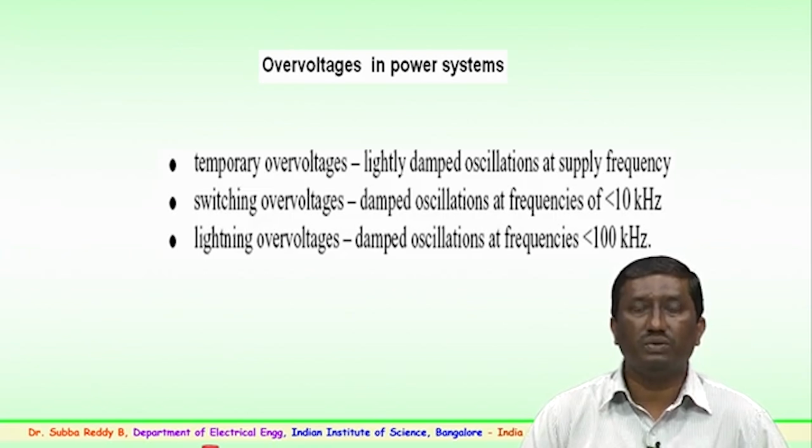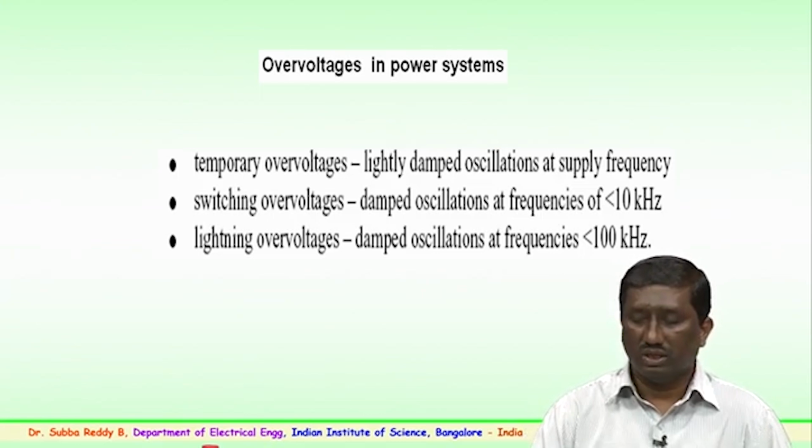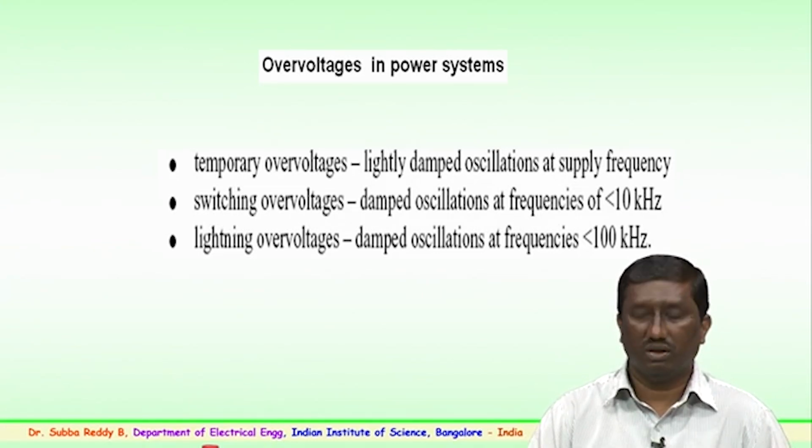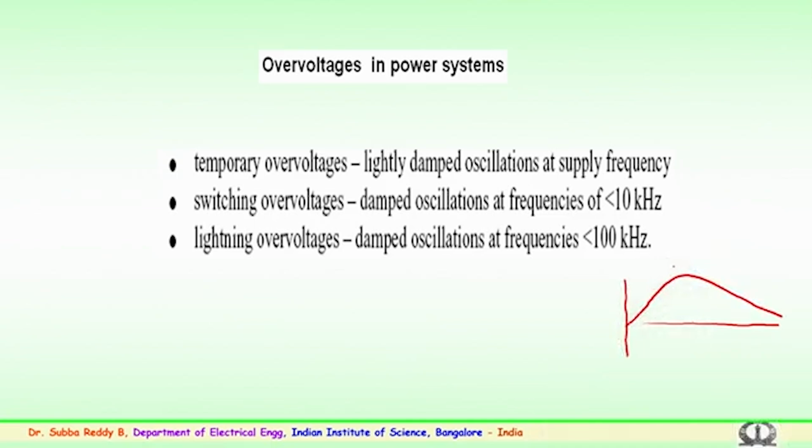Again, switching over voltages are likely to occur because of the opening or closing of the circuit breakers in the system. The switching over voltages typically have a wave shape of 250 microseconds to 2500 microseconds.